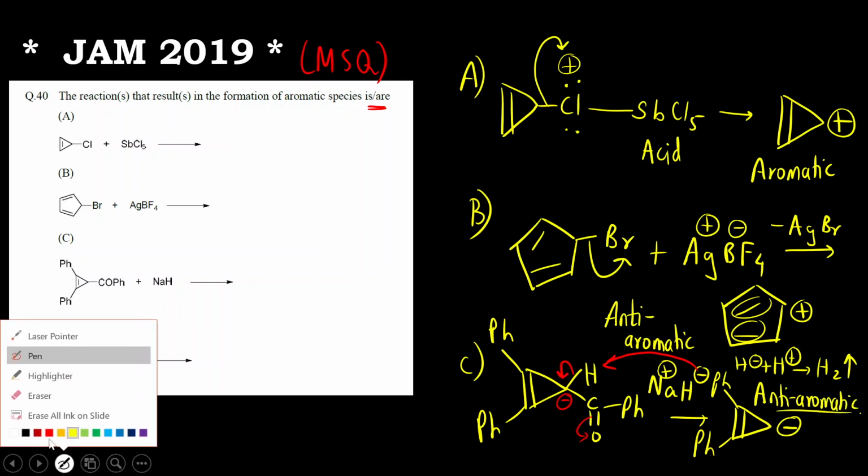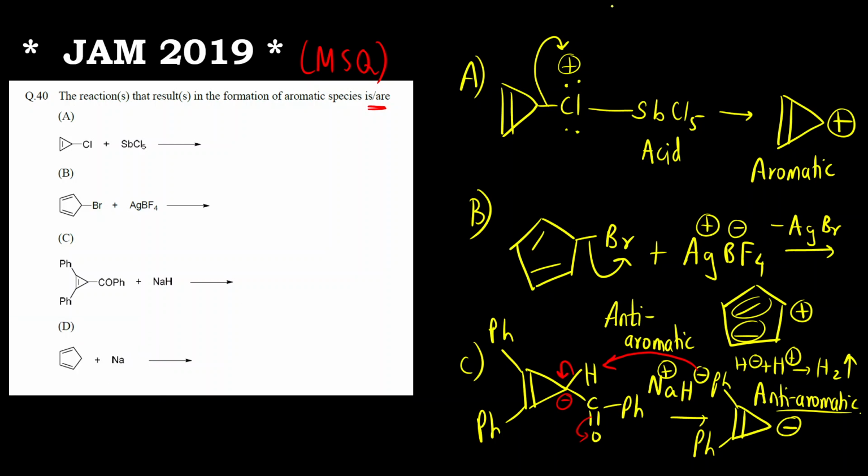Now the last one, D option. If we see how it will happen, here there are two hydrogens, here there are two hydrogens. So what will happen? It will undergo homolytic cleavage. It will break like this. So there will be one electron here on the carbon, and simultaneously sodium, which belongs to group 1, can donate one electron.